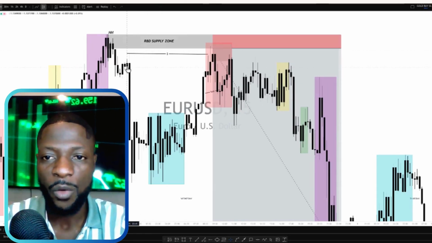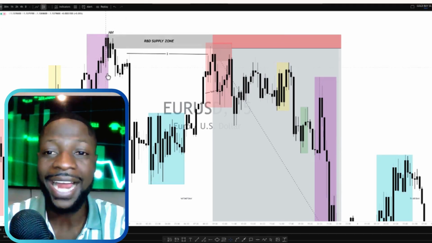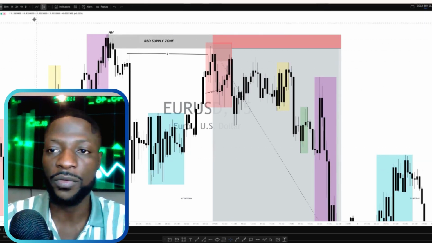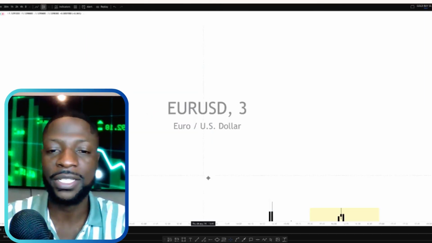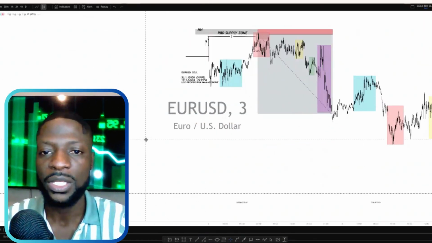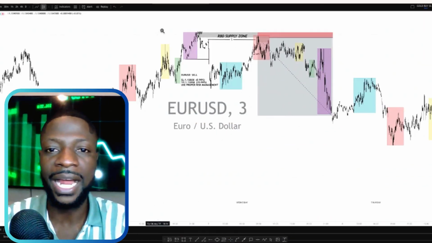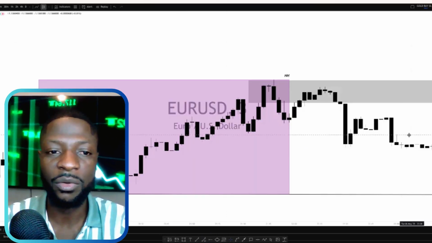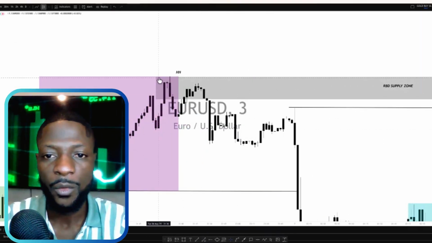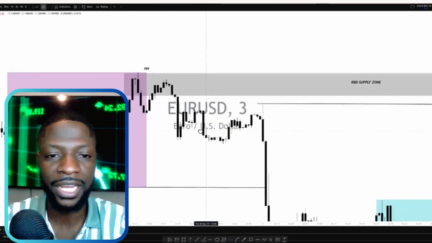So what did we do? We had to go on the lower time frame and identify the order block that was responsible for this break of structure. Now let's go to the lower time frame so that we're able to identify that specific order block right there. So multiple time frame analysis becomes very cardinal if you want to be able to catch beautiful moves like this right here. You can see we got the high and the low of that particular candle right there.